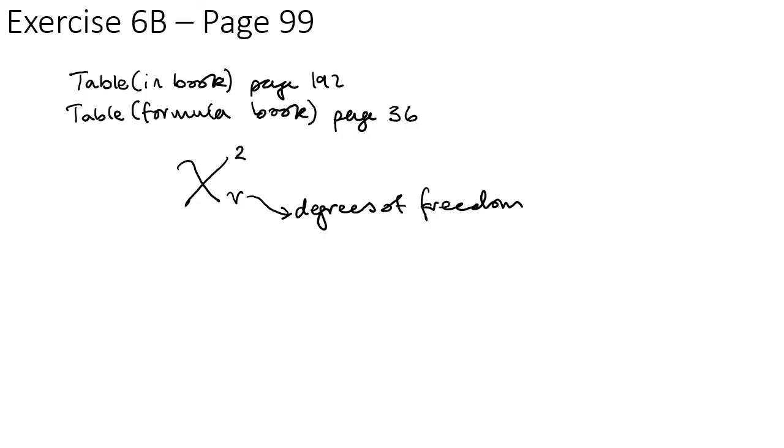Right, you should now be able to do exercise 6b on page 99. So you will need the table in the book on page 192, or if you're using the table from the formula book, you'll find that on page 36. Okay, and remember that we have this chi-squared distribution with nu here, and this represents the number of degrees of freedom. And once you have your degrees of freedom and your significance level, so you're going to have some sort of percentage in here, you can then easily look up values in the table.